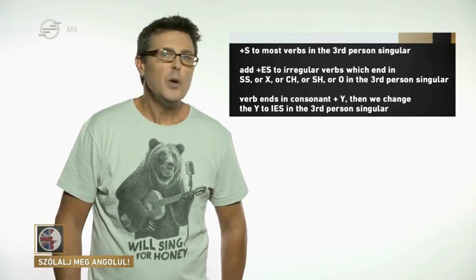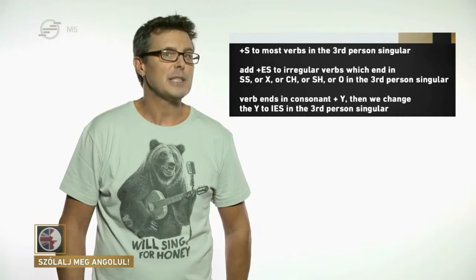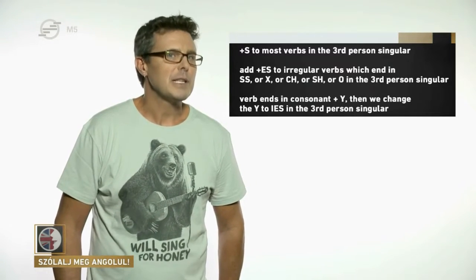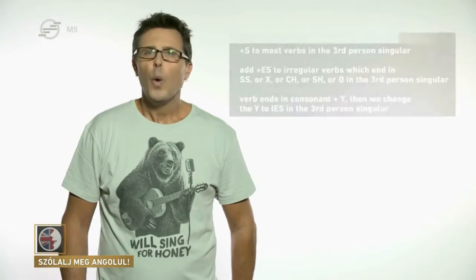Well, we know about the spelling changes for the present simple. What about the spelling for the present continuous? What happens to the third person singular? Do we have to change the spelling for the third person singular in the present continuous tense? No. All we have to do is put the correct form of the verb to be and then add the ing version of the verb.